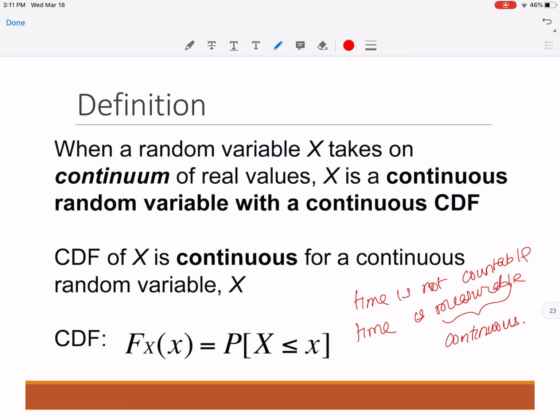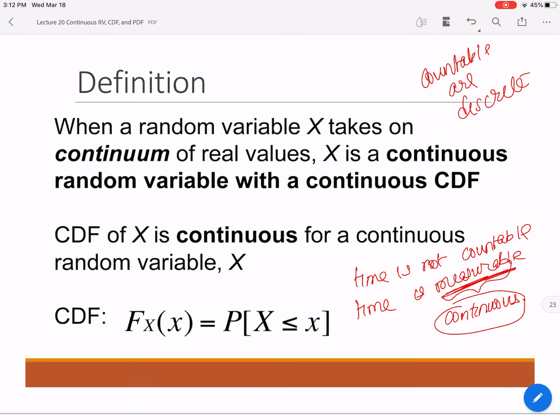I can be 5 feet 7 inches. I can be 5 feet 7.01 inches. I can be 5 feet 7.02 inches and so on and so forth. So those entities that are measurable are always continuous, whereas those quantities that are countable are discrete. So that's the primary difference between a continuous random variable and a discrete random variable.